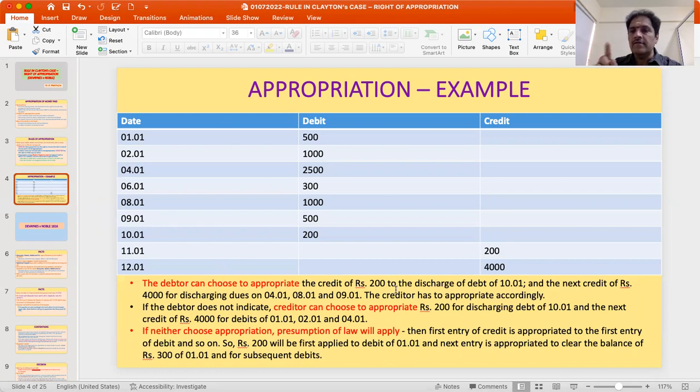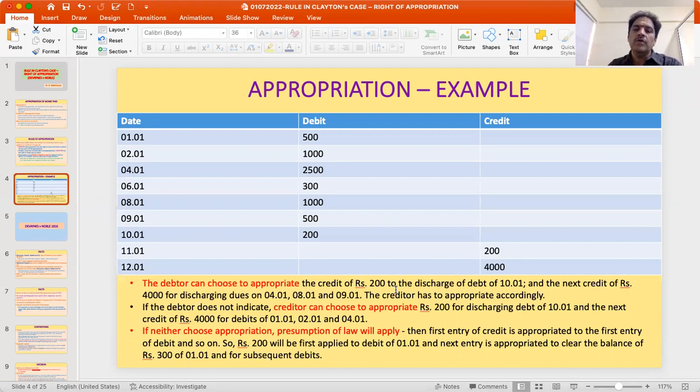So in this case, if the bank is agreeable, the bank has to appropriate these amounts towards those transactions. Suppose the debtor does not indicate into which the amount is supposed to be appropriated, then the choice will be for the creditor. And what would his consideration be? His consideration would be that none of these debits which are dues owed by the customer should be barred by limitation.